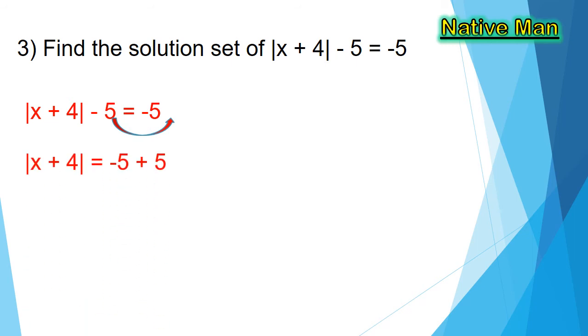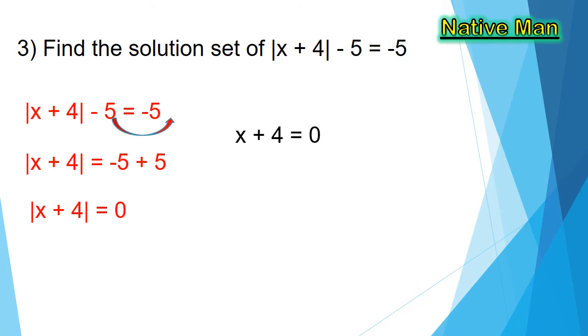So, this becomes absolute value of x plus 4 is equal to negative 5. Minus 5 kaya magiging plus 5. Ano po? So, negative 5 plus 5 is equal to 0. So, if you notice here, equal to 0. So, di ba po, pag tinanggal po natin yung absolute value, yung constant po sa right side ay gawin nating positive and negative. Since 0 po yan, wala pong sign ang 0.